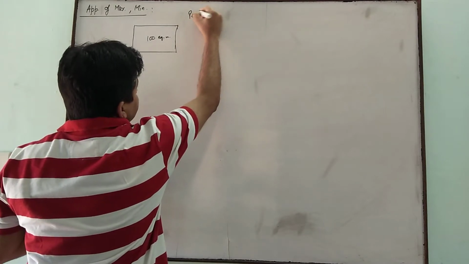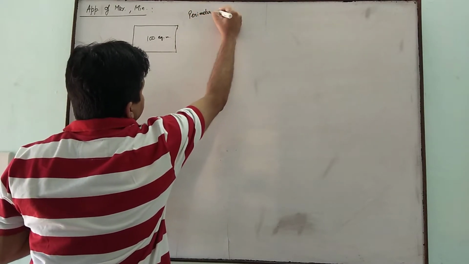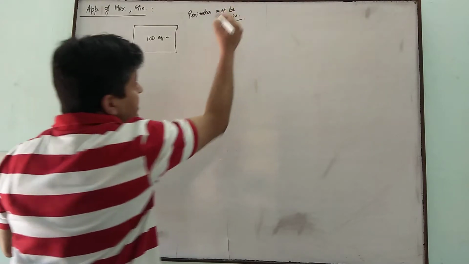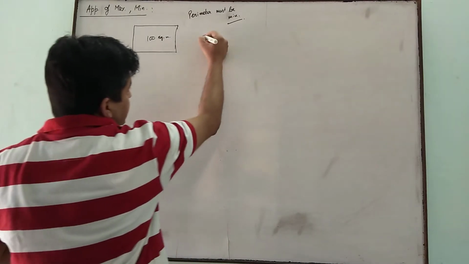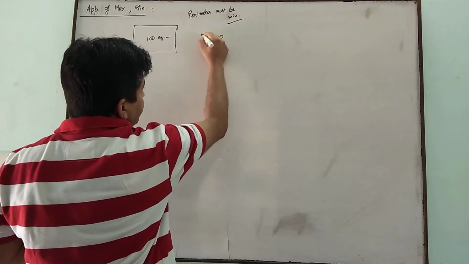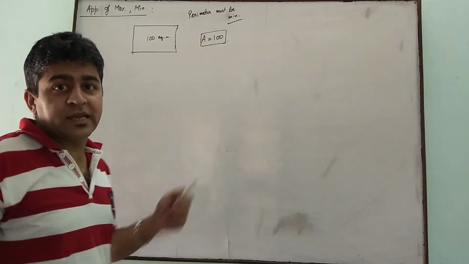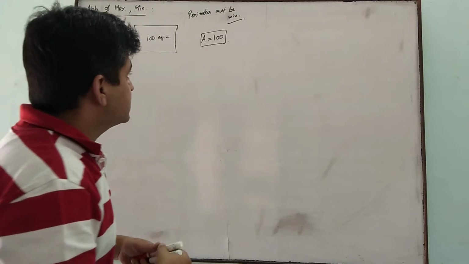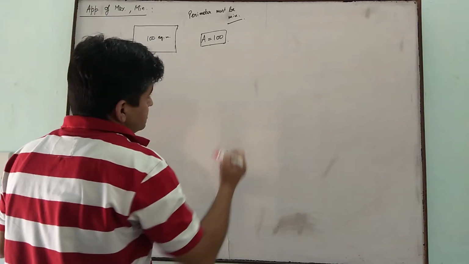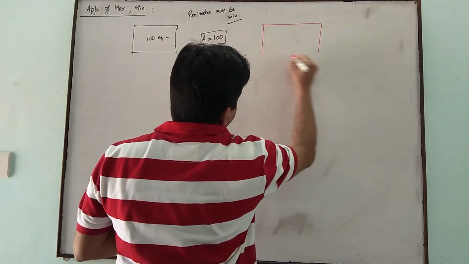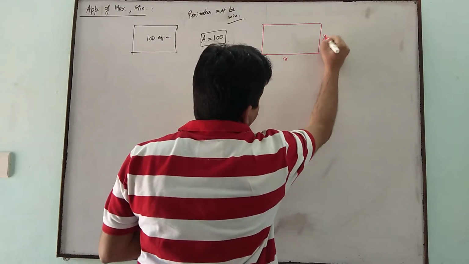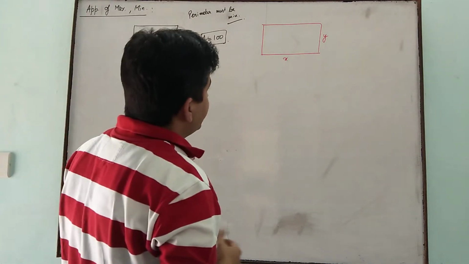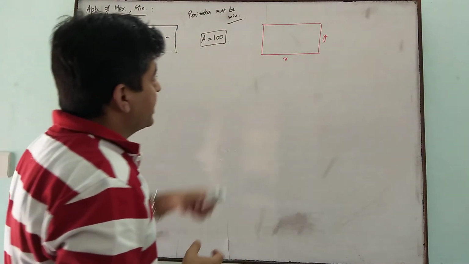Now the condition is perimeter must be minimum, but with a condition, what? With the condition that its area must be 100 square units. We don't want less area. Area is fixed, so area is constant. So in the field, let us say x and y, we are taking its length and breadth. Now what length and what breadth can we take so that we'll get this area and this perimeter?